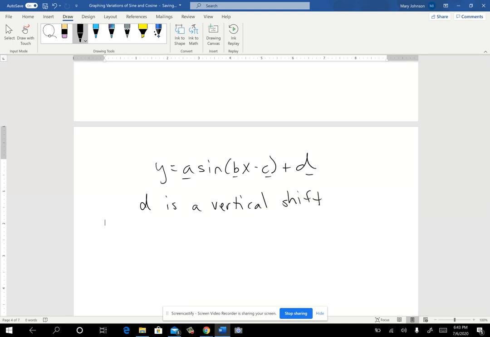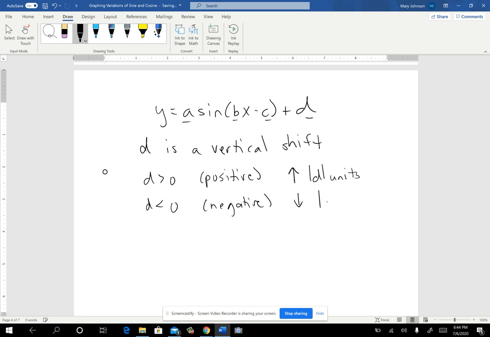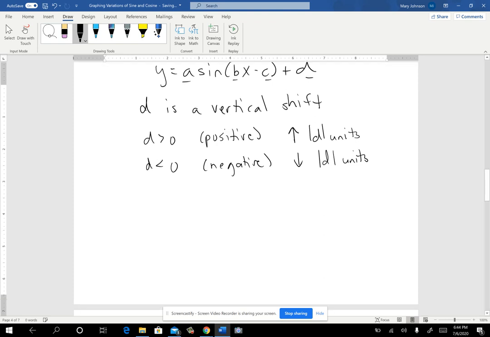Okay? All right, so if the D value is bigger than 0, that means it's positive, then you're going to move the whole thing up D units. And if the D is less than 0, which means the D is a negative number, that's going to shift the whole graph down however many units D is. Okay? All right, so let's think about that.